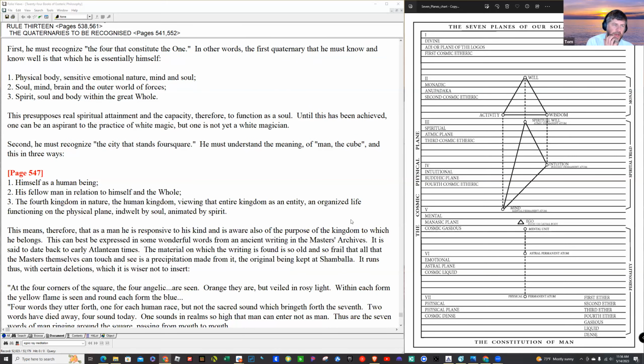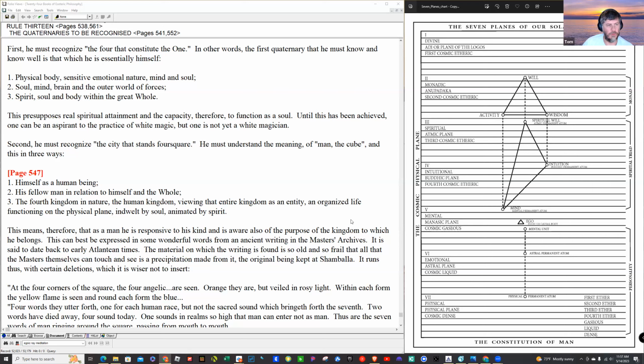First, he must recognize the four that constitute the one. In other words, the first quaternary that he must know and know well is that which he is essentially himself. One, physical body, sensitive emotional nature, mind, and soul. Two, soul, mind, brain, and the outer world of forces. And three, spirit, soul, and body within the great whole.